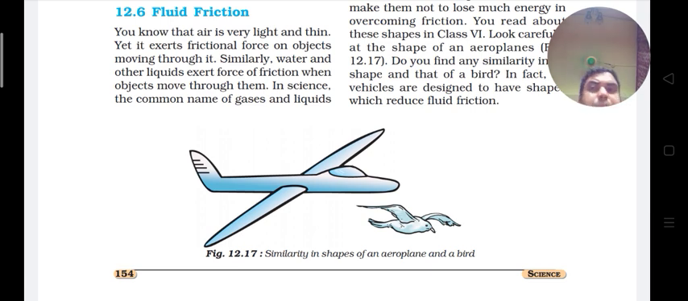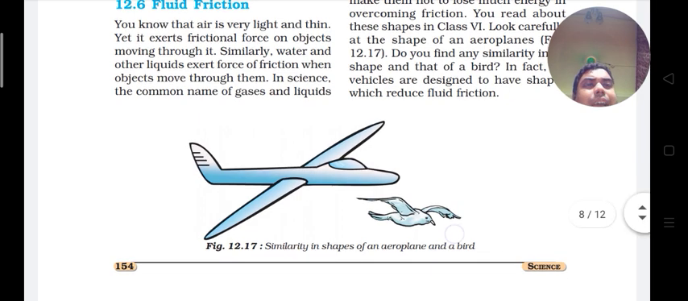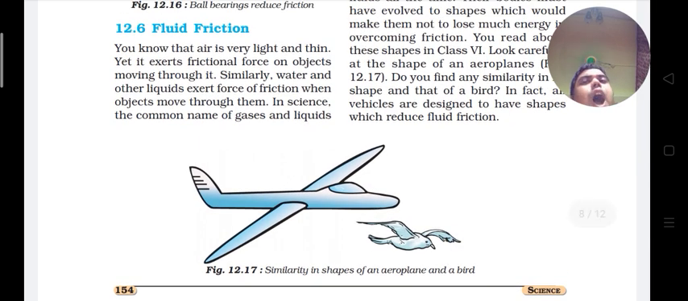Now, the method of reducing fluid friction. Fluid friction or drag can be reduced or minimized by giving a special shape, called streamline shape, to the objects which move through fluids like air or water.